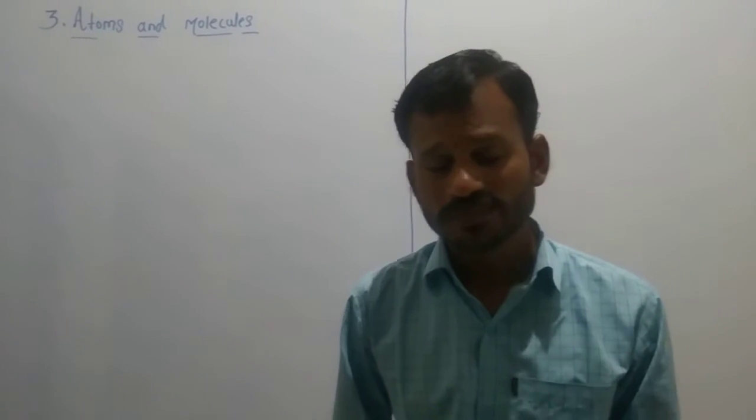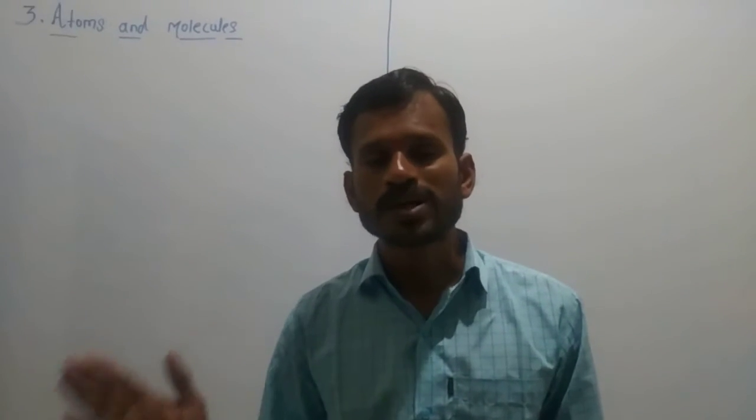Dear student, we already started the chapter. The name of the chapter is Atoms and Molecules. In the atoms and molecules chapter, we studied the first concept in the last class, the laws of chemical combination. There are three laws of chemical combination. First, the law of conservation of mass. Second, the law of constant proportion. Third, the law of multiple proportion. Out of these three laws, we will study the first law.